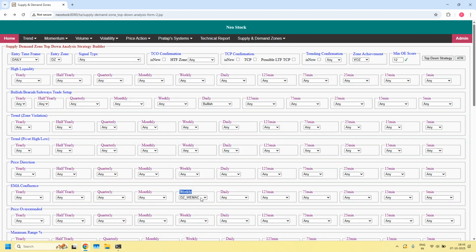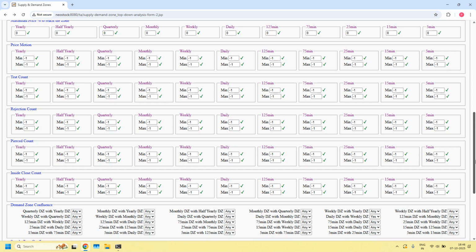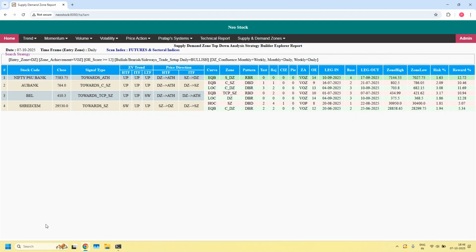So I am going back, removing ITF EMA filter and then setting LTF, ITF, HTF demand zone confluence with 3 filters. First one daily and weekly, next daily and monthly, and weekly and monthly demand zone confluence. With all the 3 filters, we got 4 stocks. In all the 4 stocks, all these daily demand zones are overlapped with weekly demand zone. Again, both together overlapped with monthly demand zone.